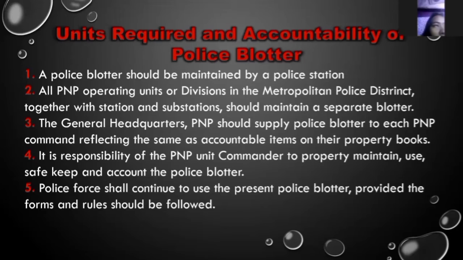It is the responsibility of the PNP commander to maintain, keep and account for the police blotter. Responsibilidad ng PNP commander.